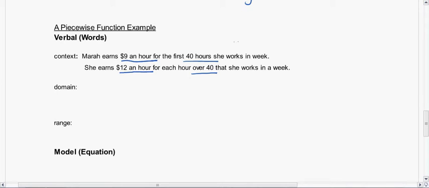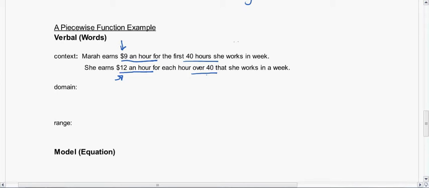So these look like two different linear functions. My first linear function is going to be going up by 9 every time. My second linear function is going up by 12 every time. So this is definitely a piecewise function. My rate changes, goes from 9 to 12.